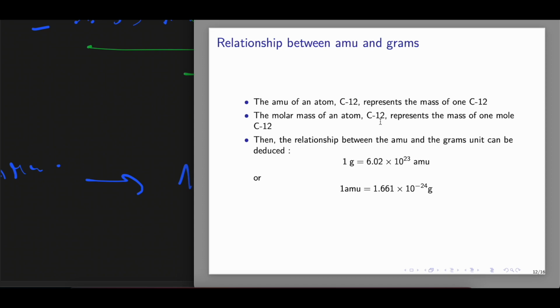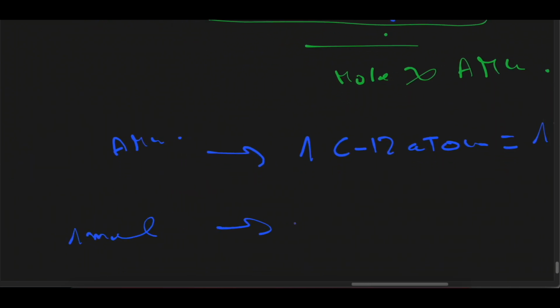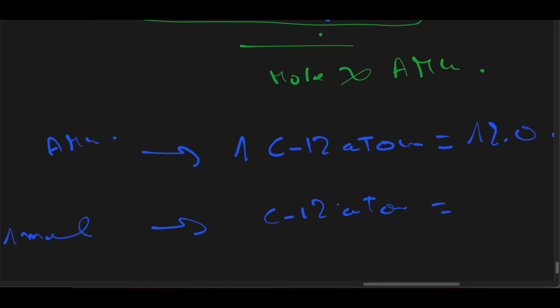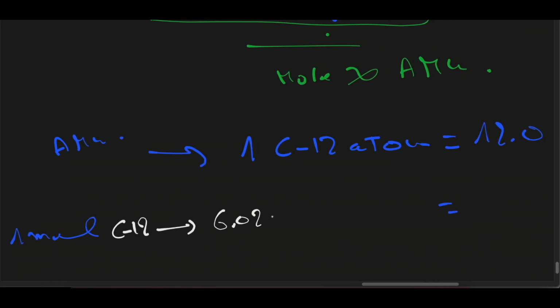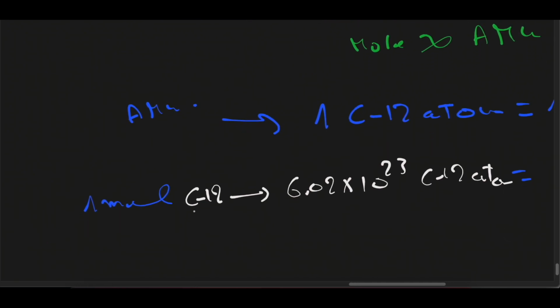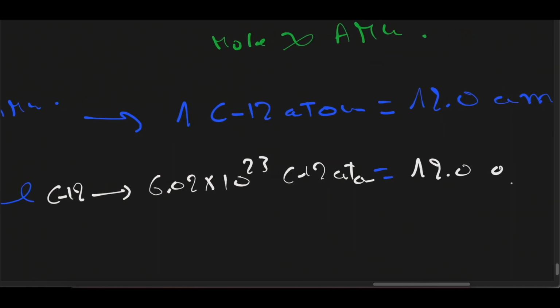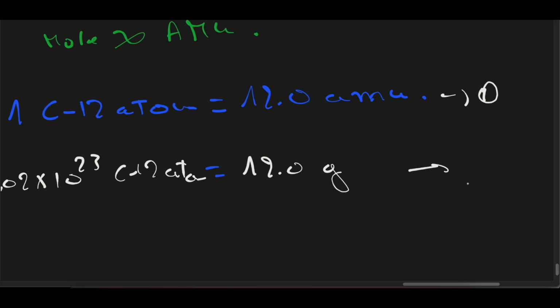And also the molar mass of C12 represents the mass of 1 mole of C12. So in 1 mole of C12, we have a value of 6.02 times 10 to the 23 carbon-12 atoms. It is the definition of 1 mole, which represents this number of atoms that corresponds to 12.0 grams of carbon-12. So here we can get two equations, 1 and 2.